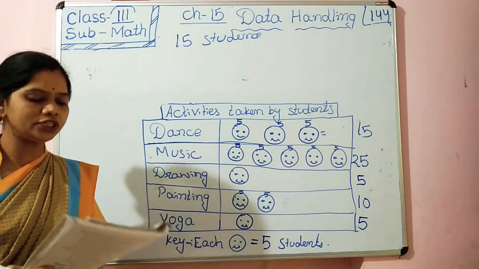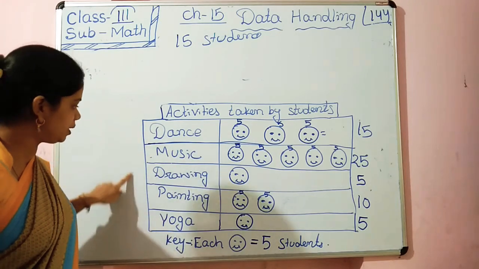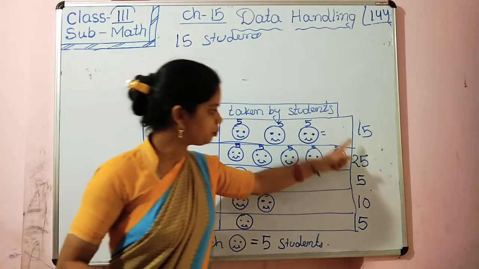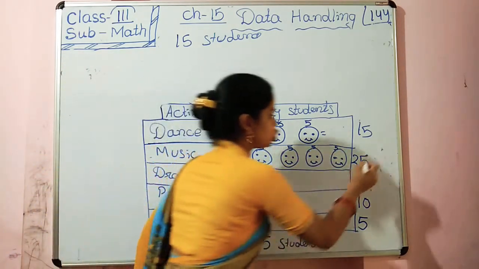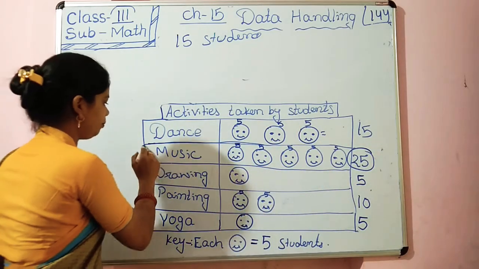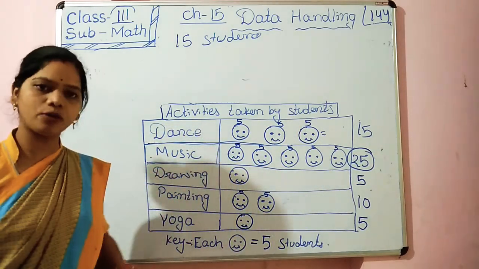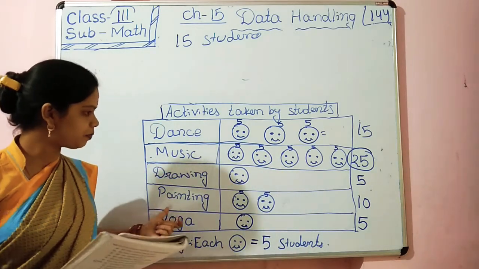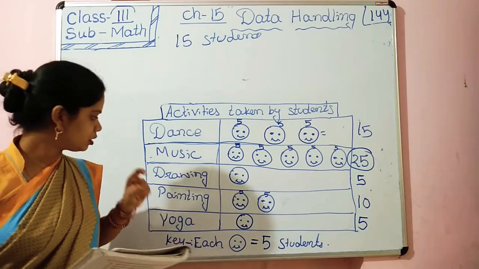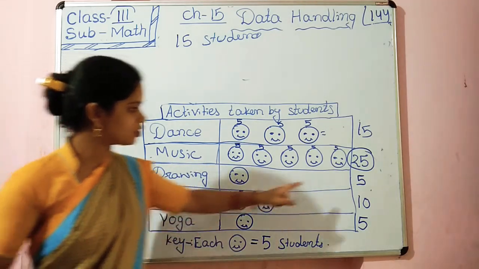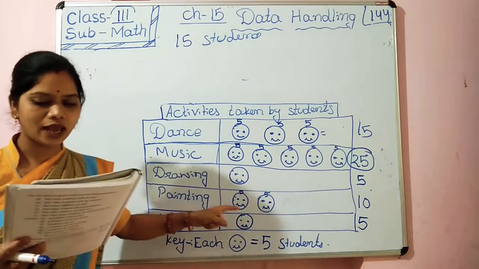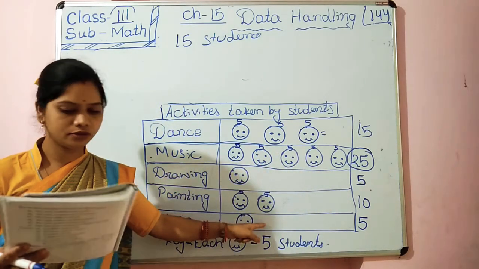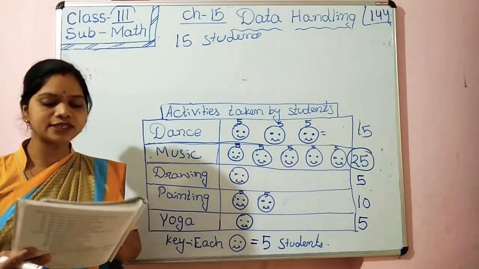Okay, which activity is the most popular? Tell me which activity is most popular. Look, here 15, 25, 5, 10, 5. So music is the most popular competition. Okay. Then which activity is the least popular? Least popular means the lowest. Drawing and yoga are the same. Here drawing and yoga are the least popular activities.